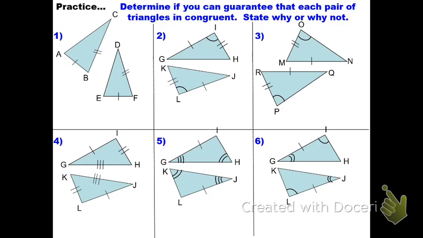Now here I've got 6 problems that I want you to work out. You don't need to list all the parts, just tell me, can you guarantee congruence, and by what property? Pause the video, work these ones out, and then resume it when you're ready to check. I'll give you a moment.